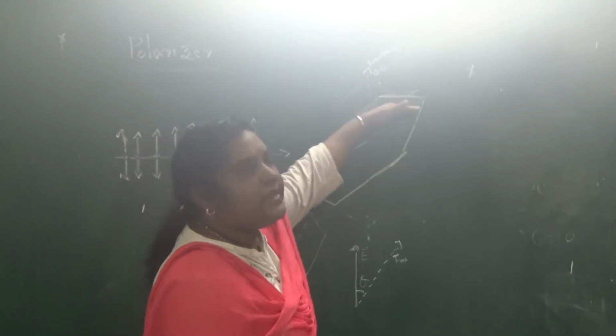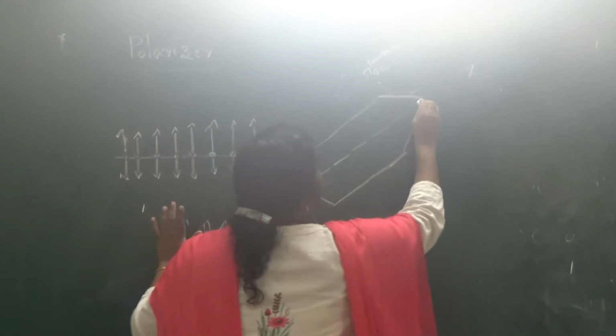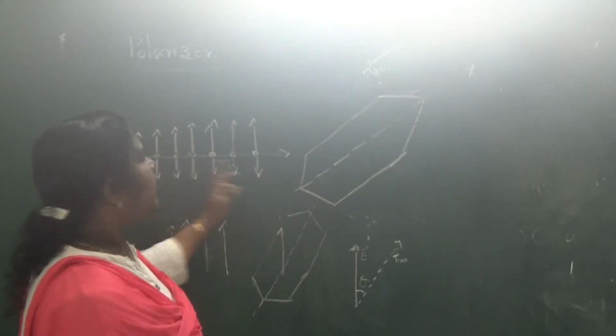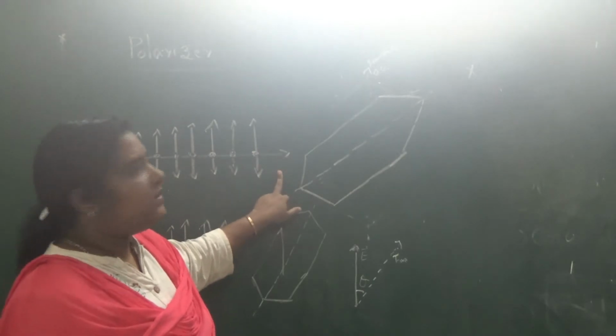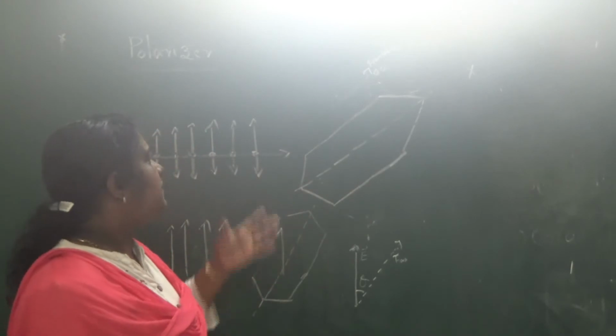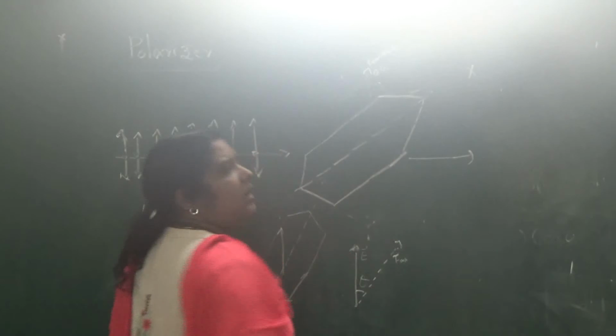So I have rotated our polarizer through an angle theta. Anyway, okay, this is our polarizer. If I am giving unpolarized light through this polarizer, the question is whether I will get any vibration after the polarization.